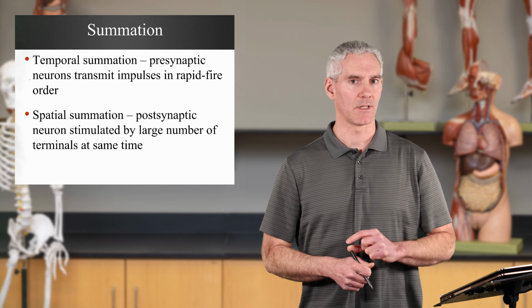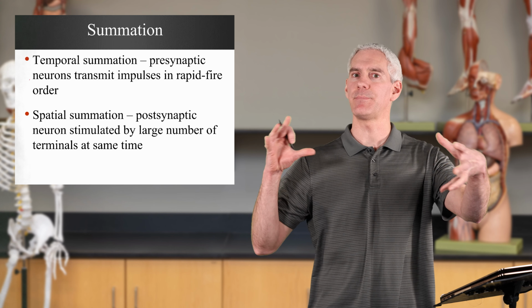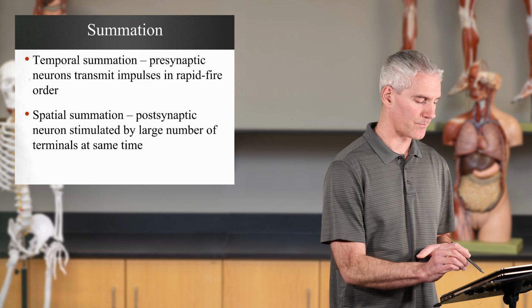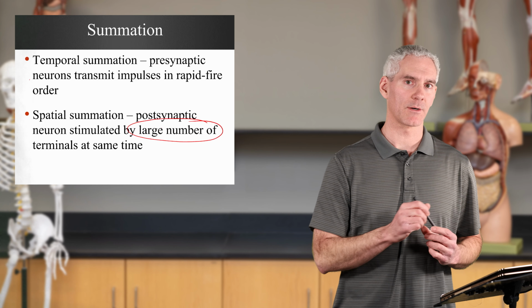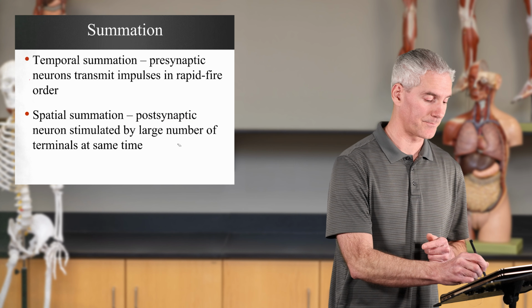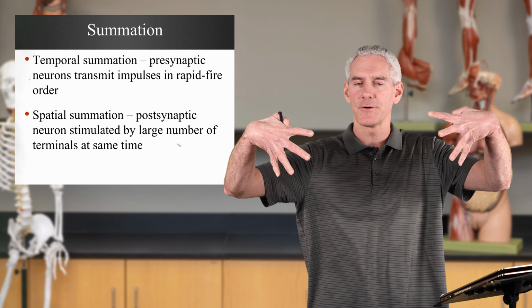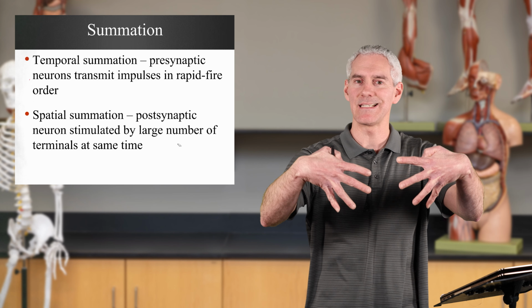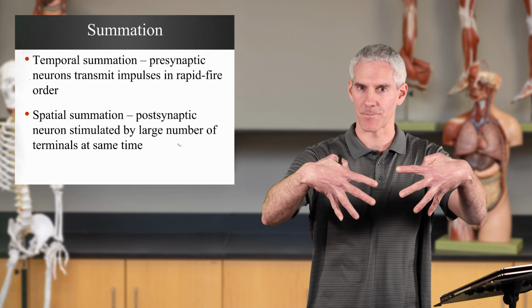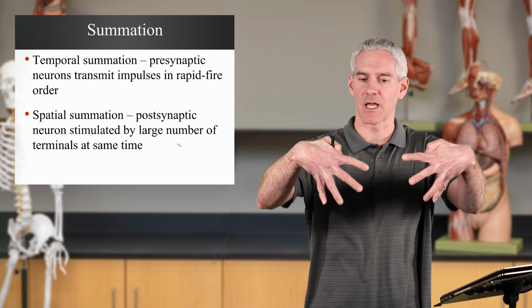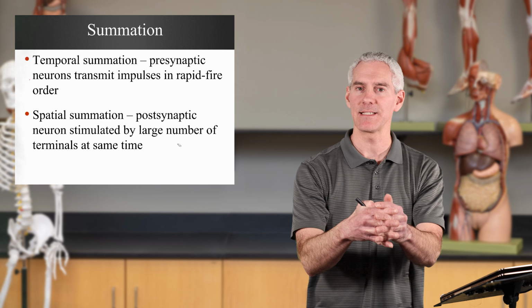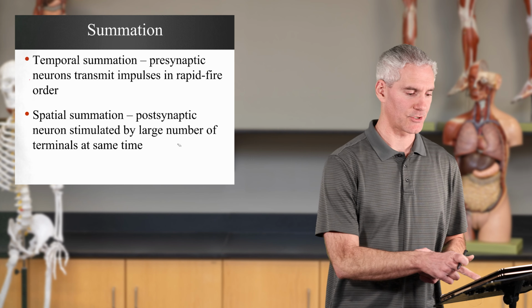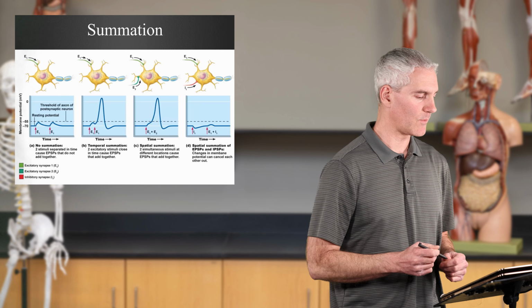While spatial summation, spatial, think space or distance. In the case of spatial summation, you're going to have a large number of terminals, all firing at the same time. So you have all these different presynaptic terminals coming in to one single postsynaptic neuron. So you have all these signals coming in at the same time. They all add together to pass threshold. So that's spatial summation.